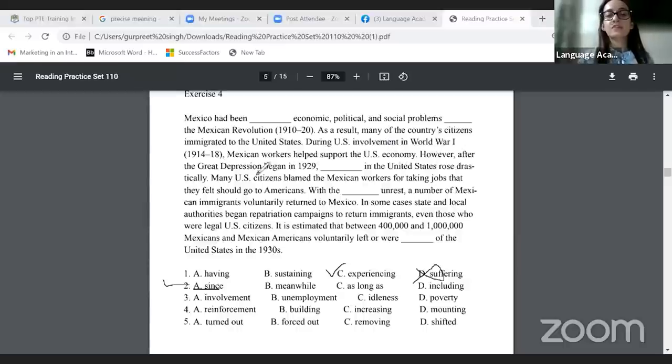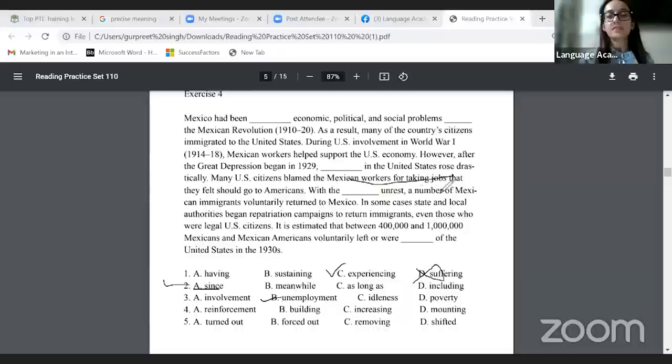However, after the Great Depression began in 1929, dash in the United States rose drastically and many US citizens blamed the Mexican workers for taking their jobs. So what rose drastically? You should not stop unless and until you get the answer, you understand the sentence. You cannot now imagine that poverty rose or unemployment rose or floods rose. So there should be a hint in the passage. So when they're talking about jobs, we have to go with unemployment.